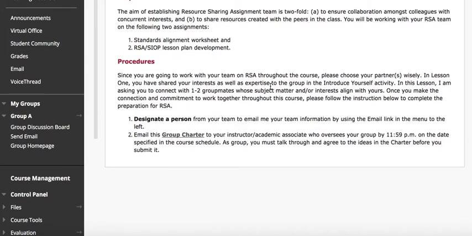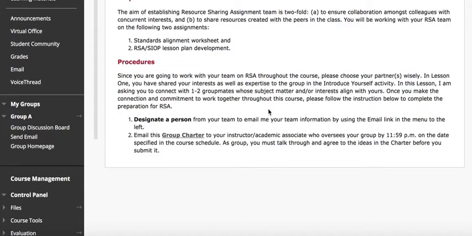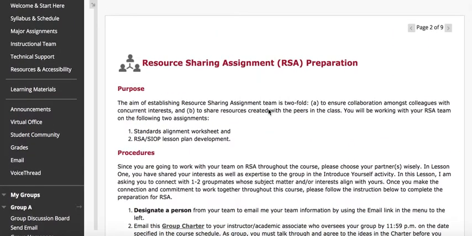When you have a group together, one person will submit this group charter, but you guys need to talk through the ideas in the charter and come up with agreements, rules, and guidelines for how your group is going to work together and how you plan to be successful with submitting assignments related to the RSA project.